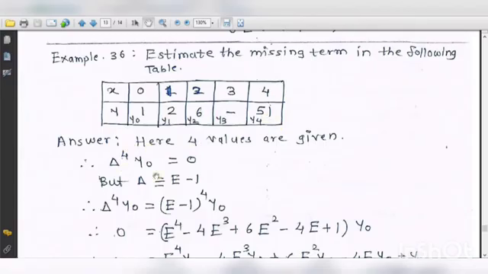As 4 values are given, if we find the fourth power of the forward difference of y, it is equal to 0. As 4 values are given, delta raised to 4 y0 equals 0. Here y0 is important. If we write y1 here, it will be wrong. Generally, we consider only the forward differences of y0: delta y0, delta square y0, delta cube y0 and so on. But we have seen that the relation between the forward difference operator and the shift operator is delta is equivalent to E minus 1.